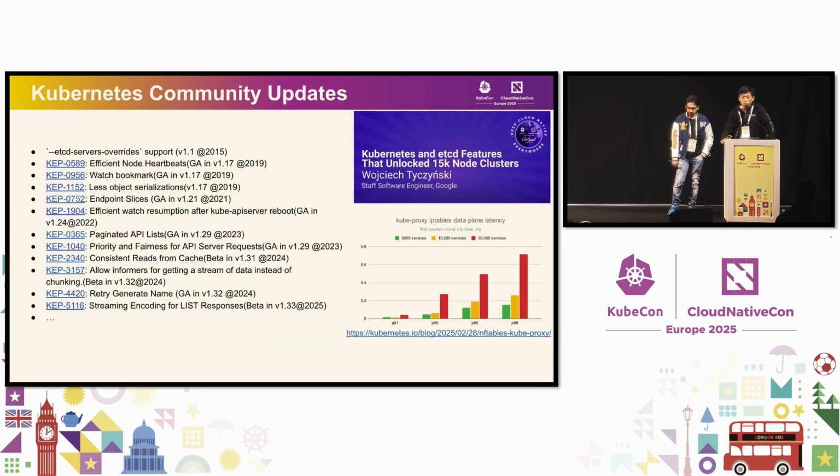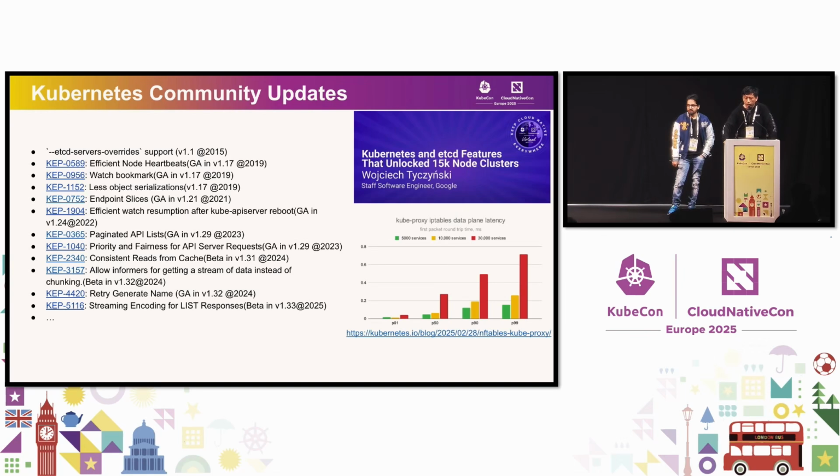And here are some Kubernetes community updates. I talked with Wojtek. He has a keynote, which is a virtual keynote, so I think many people may have missed it. So I give the keynote link here. He talks about the 15,000 nodes cluster feature of Kubernetes.